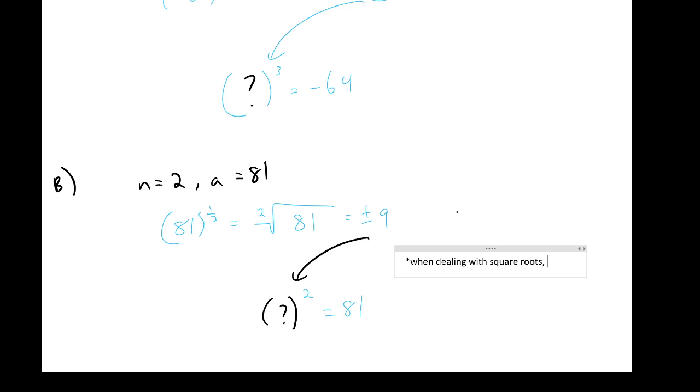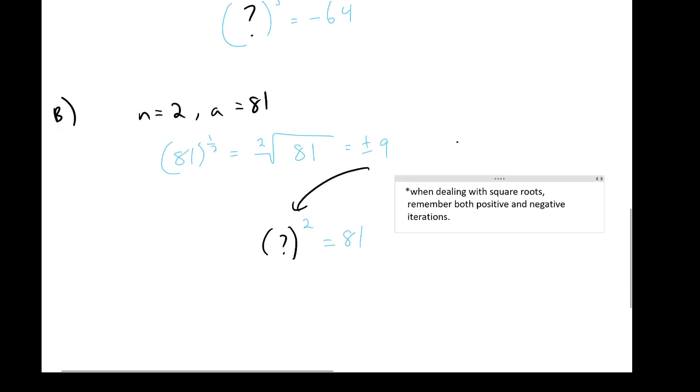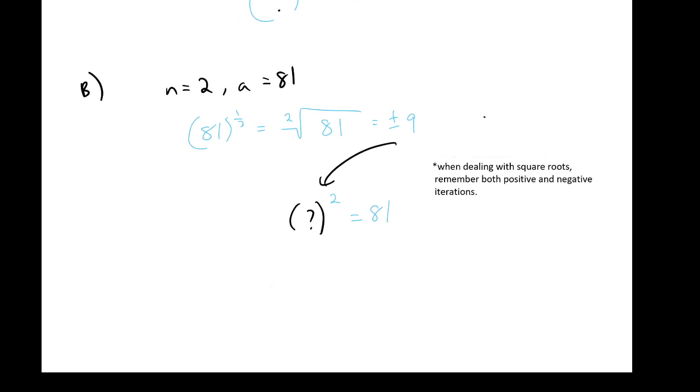When dealing with square roots, we have to refer to both the positive and negative iterations. In other words, what could work there? What could you square? Well, think about this. 9 squared, or 9 times 9, that's going to be 81, but so will -9 times -9, which is also something identically multiplied by itself. So we have to account for that iteration.